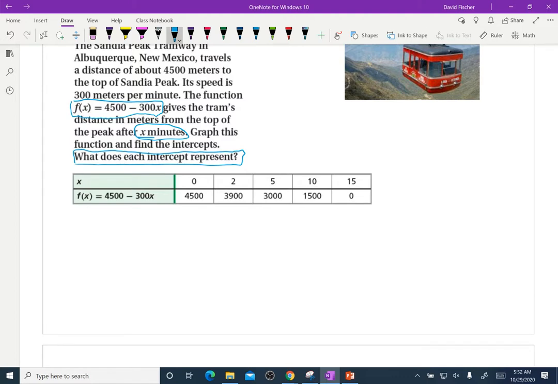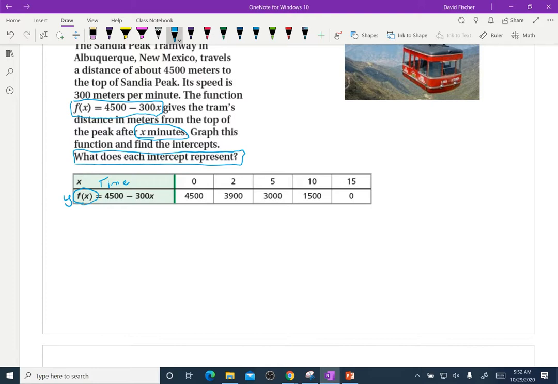Okay, so here's x. That's my independent variable. It's called time. And then my y, after I do all the math, is my dependent variable. You tell me how much time the tram has been moving, and we can probably predict where the tram is going to be.